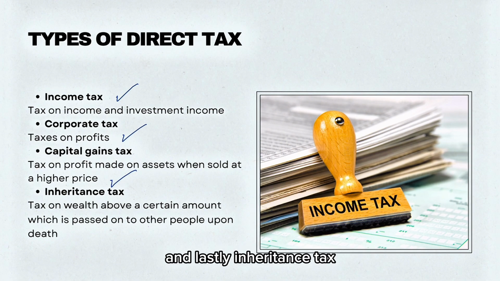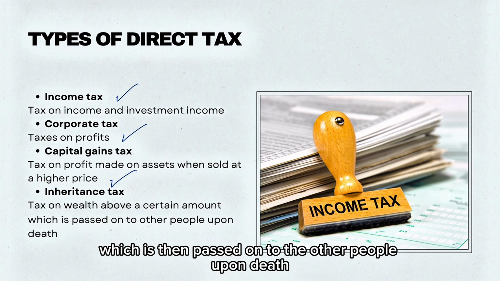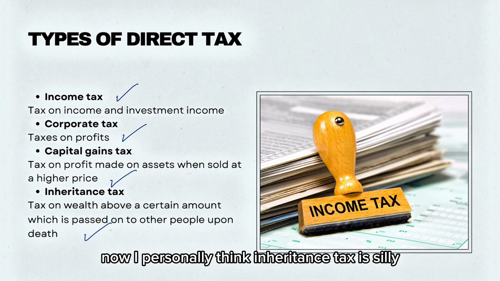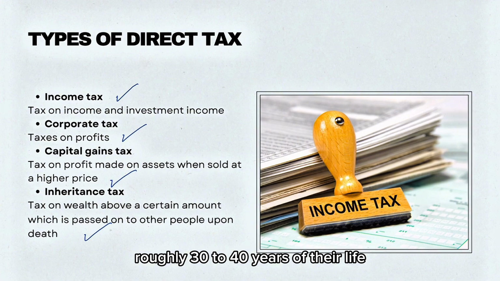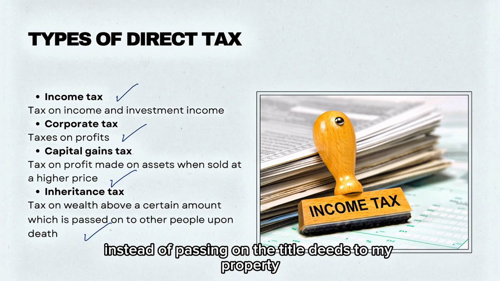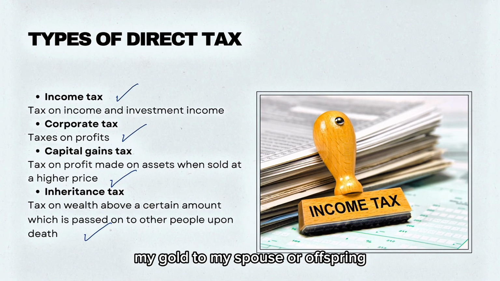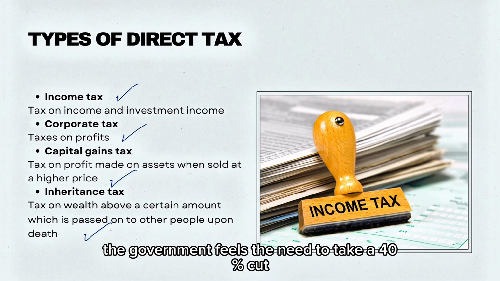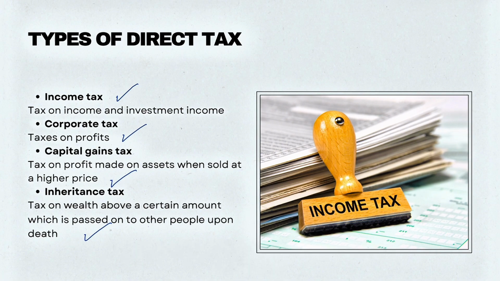And lastly, inheritance tax. This is a tax on wealth above a certain point, which is then passed on to other people upon death. Now, I personally think inheritance tax is silly because one will work roughly 30 to 40 years of their life, accumulating assets and wealth, and instead of passing on the title deeds to my property, my stocks, my assets, my gold, to my spouse or offspring, the government feels the need to take a 40% cut from this before the assets are passed on. Ridiculous.